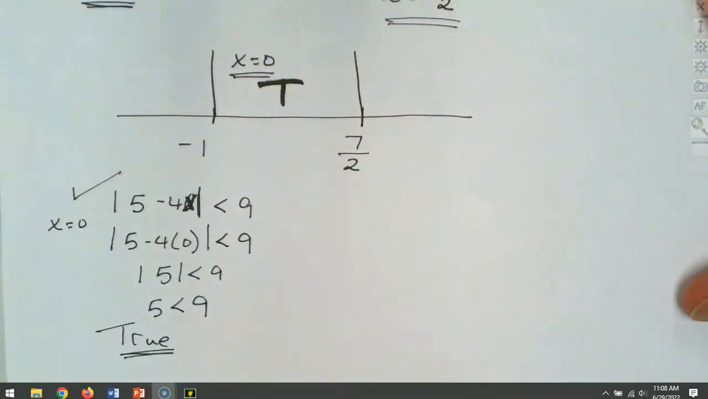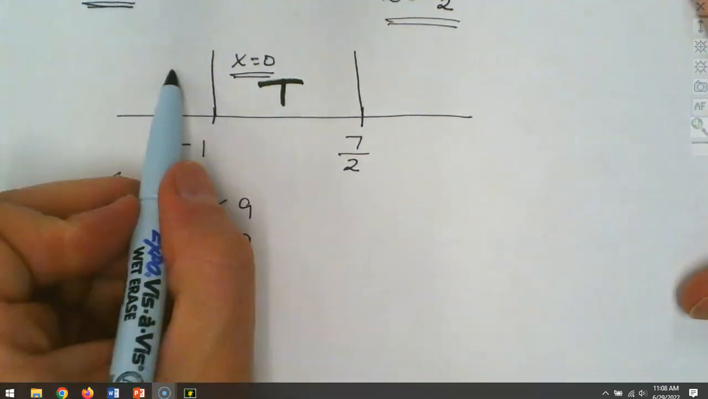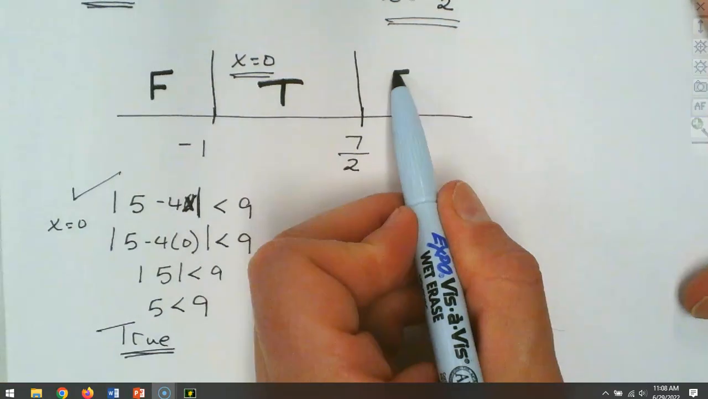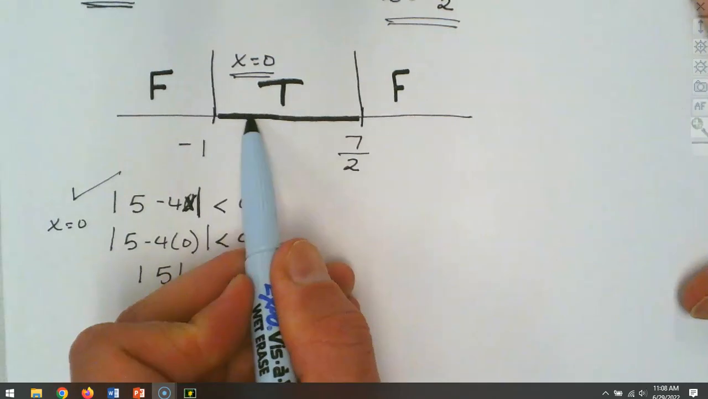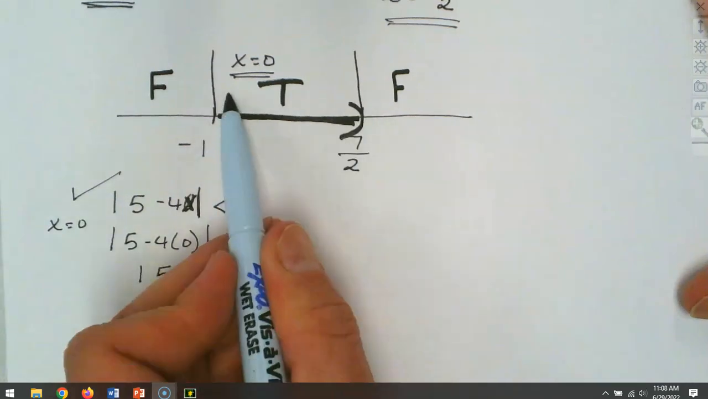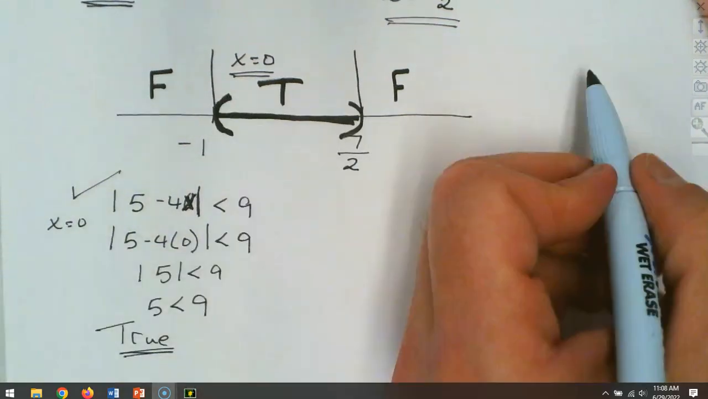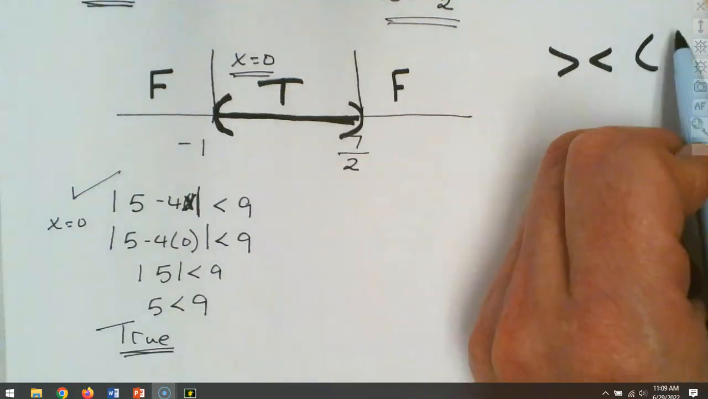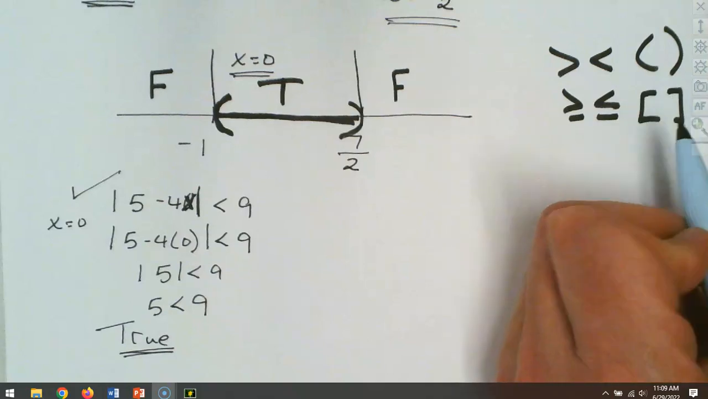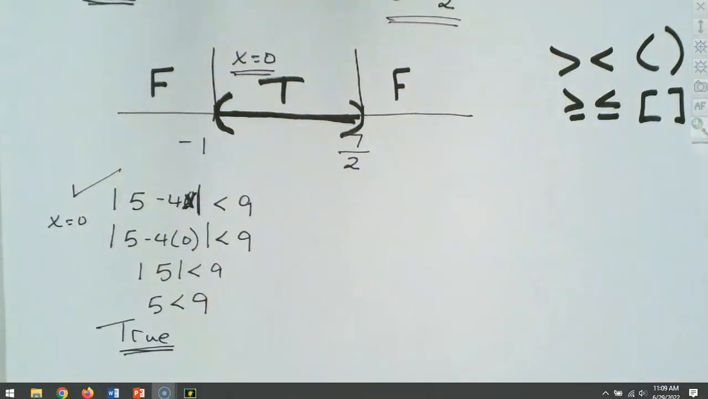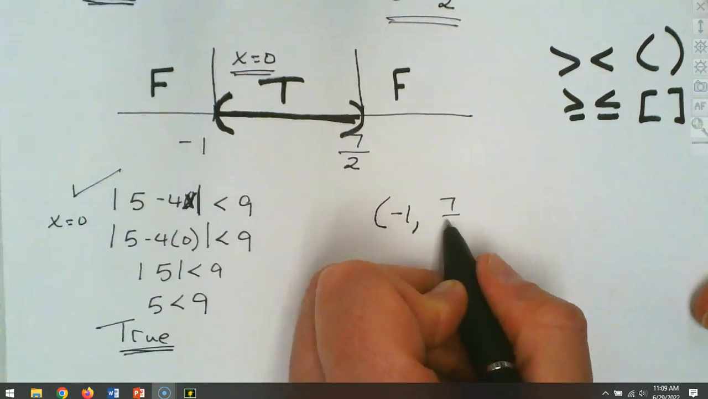So, the signs have to switch on these. Always they switch. So if the middle's true, then the sides must be what? False. And where do we shade at? We shade in the middle, okay, right here, and we use parentheses. Why parentheses? Because strictly less than, strictly greater than, they get parentheses. Greater than or equal to, less than or equal to, remember, those get the brackets. And so what would our answer look like? It's going to look like minus 1, comma, 7 halves. And that's it.